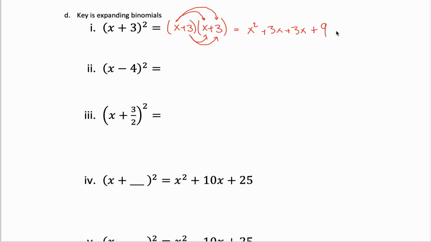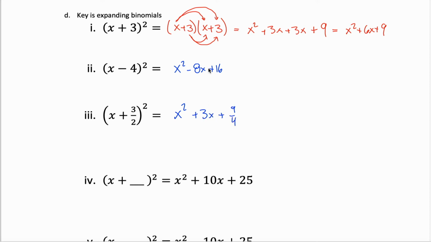We can combine like terms here and make 3x and 3x into 6x, and we end up with x squared plus 6x plus 9. This is probably something you've seen before, but you want to be at the point where you can come up with these answers without writing all these intermediate steps. It would be ideal if you could look at this and immediately knew that this expanded to x squared minus 8x plus 16. And you knew that this expanded to x squared plus 3x plus 9/4.